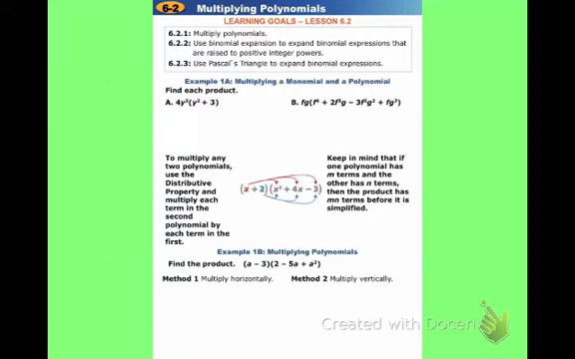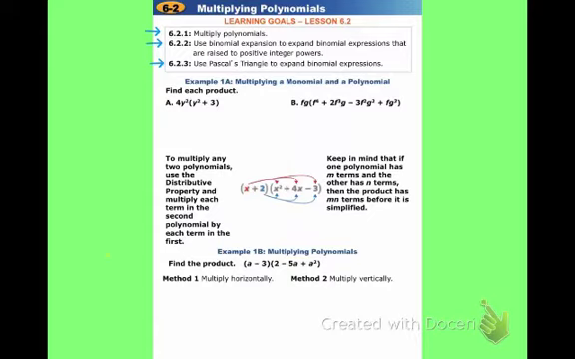Today we're going to be talking about multiplying polynomials, and that just sounds so exciting. We're just going to get right down to business, no warm-up today. So let's talk about our three learning goals. We are going to be multiplying polynomials. We're going to use binomial expansion to expand binomial expressions that are raised to positive integer powers. And that's a mouthful. And we're also going to be using Pascal's triangle to expand binomial expressions.